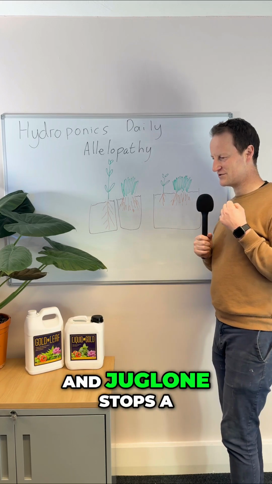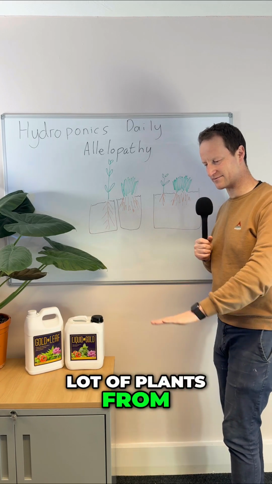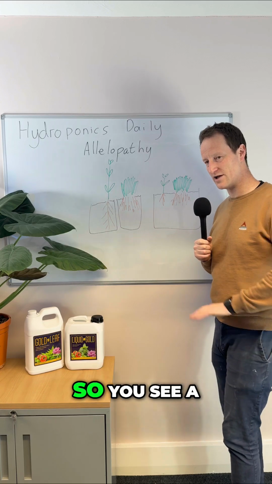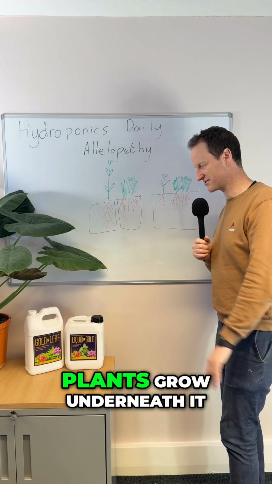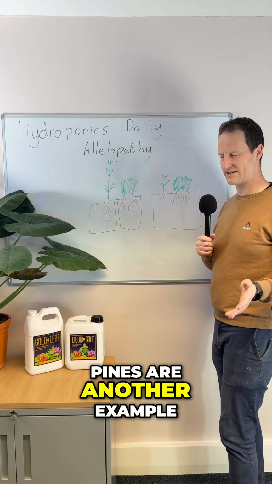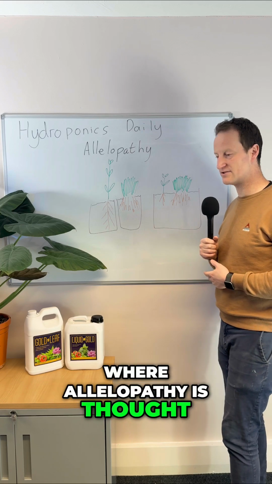And juglone stops a lot of plants from growing underneath black walnuts. So if you see a walnut plant, often you won't see plants growing underneath it. Pines are another example where allelopathy is thought to occur.